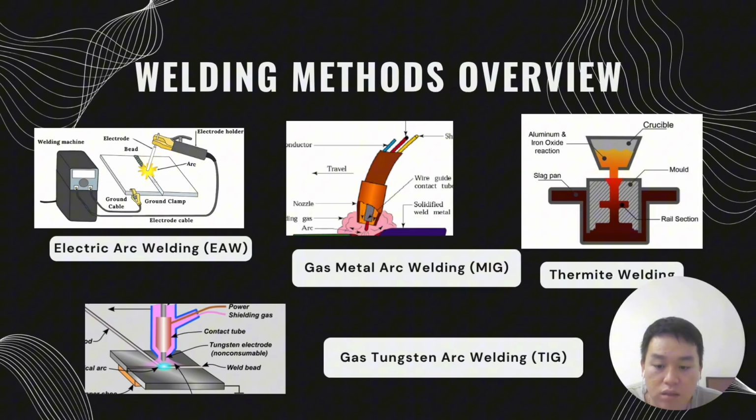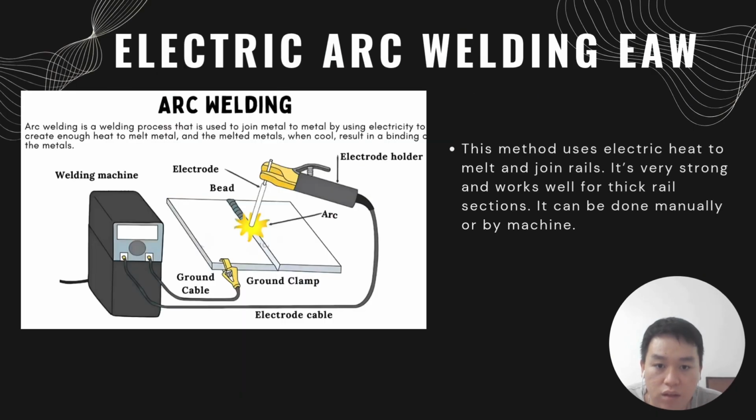For the welding methods overview, there's electric arc welding, gas metal arc welding, thermite welding, and gas tungsten arc welding. Electric arc welding (EAW) uses electric heat to melt and join rails. It's very strong and works well for thick rail sections. It can be done manually or by machine.